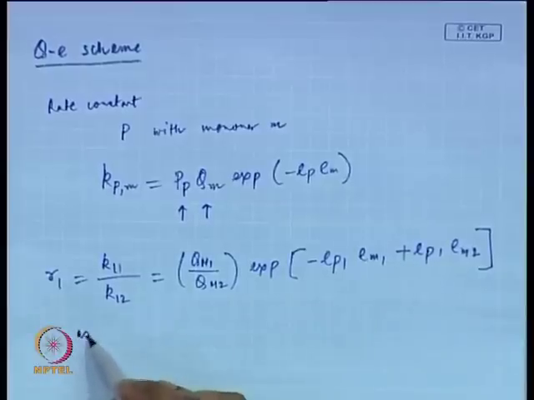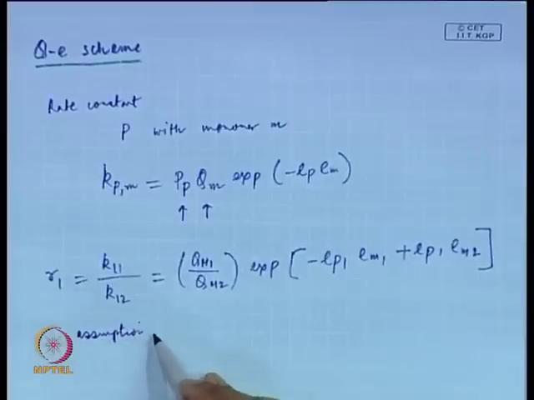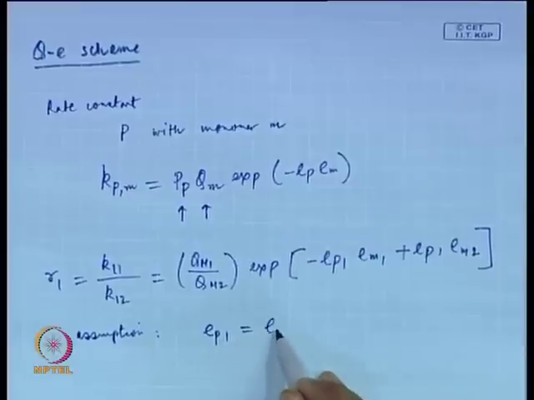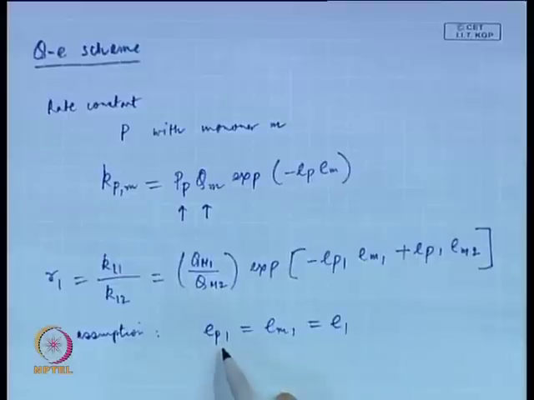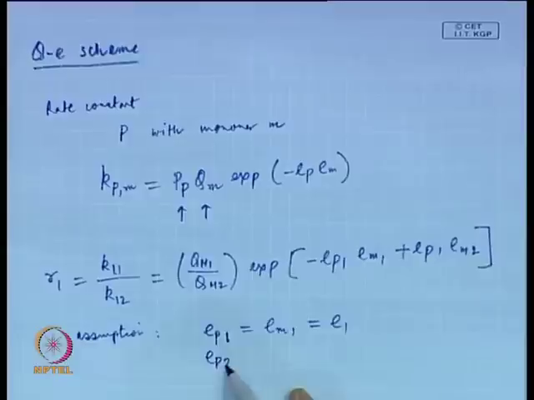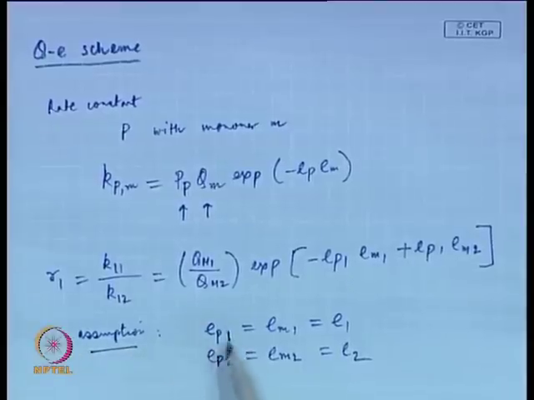Now, another assumption made in this approach is that e_P1 is the same as e_M1, and we will write this as e1. The assumption is that the electrostatic charge on the polymer radical, which has at the end a monomer 1 structure, and the electrostatic charge on the monomer are the same, which we write as e1. Similarly, we can write e_P2 and e_M2 as e2. Again the assumption is that the electrostatic charge on the polymer radical and the monomer are the same if the monomeric residue at the end of the polymer radical is the same as the monomer we are talking about.